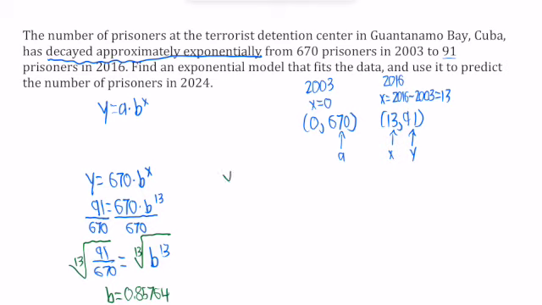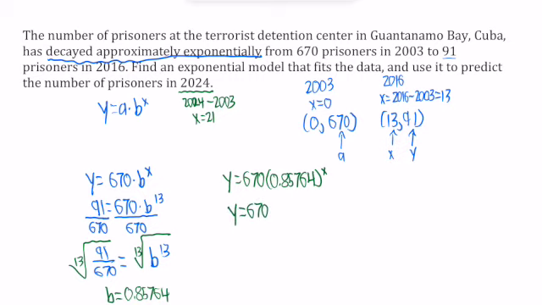Knowing what a is, I can write out my formula now. y equals 670 times 0.85764 raised to the x. So now, since it's asking us to find what the number of prisoners would be in the year 2024, since our starting year was 2003, we take 2024 minus 2003, and we get that we're going to plug in 21 for x. We're 21 years after our starting year.